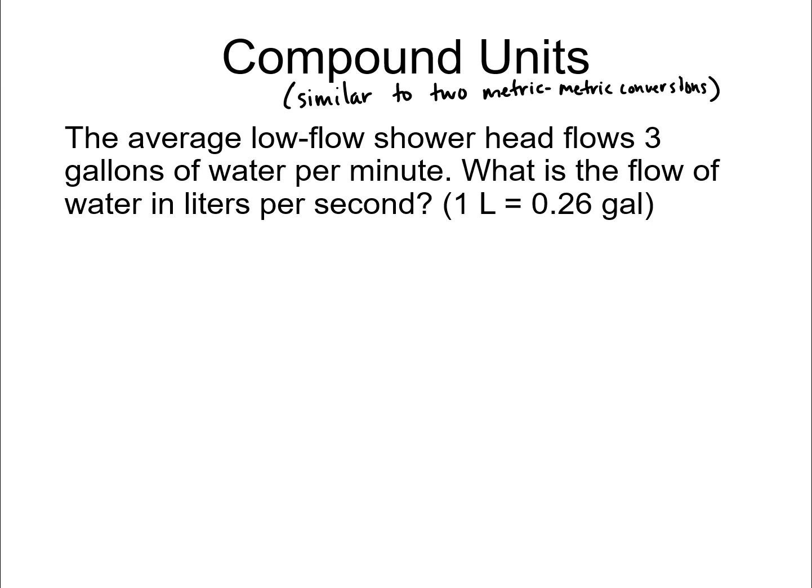In this problem, we're talking about the average low-flow shower head. It flows approximately 3 gallons of water per minute. What is the flow of water in liters per second? And I give you one of the unit equations that you'll need. That unit equation you will not be able to look up on the table. Gallons are not part of the metric system.